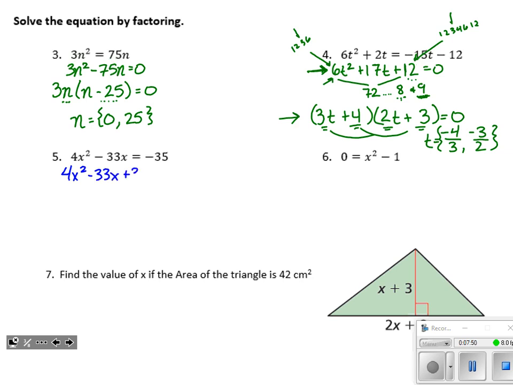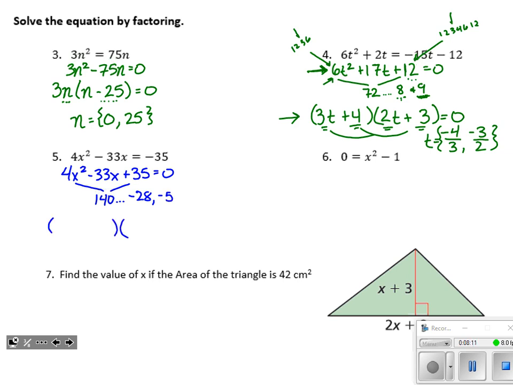Start by getting it set equal to 0. That means adding 35 to both sides. Again, I can't take a GCF. 4 times 35 is 140. And after a little bit of searching, I find that to make that negative 33x, I need negative 28 and negative 5.